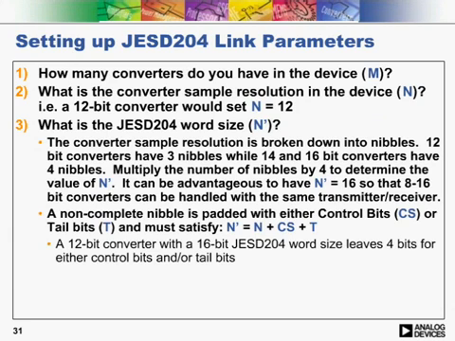It can be advantageous to have N prime equal to 16 so that 8 to 16-bit converters can be handled with the same transmitter or receiver. A non-complete nibble is padded with either control bits, CS, or tail bits, T, and must satisfy the equation N prime equals N plus CS plus T. For example, a 12-bit converter with a 16-bit JESD204 word size leaves 4 bits for either control bits or tail bits.